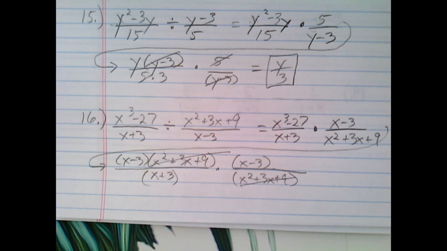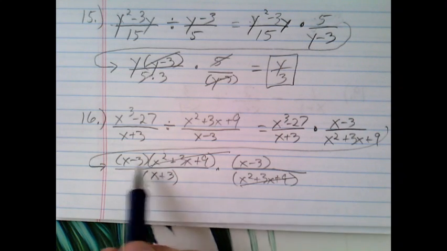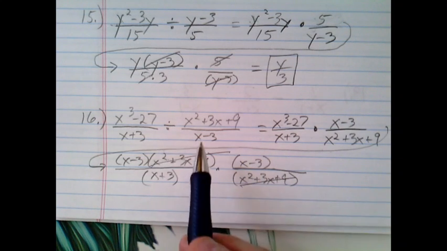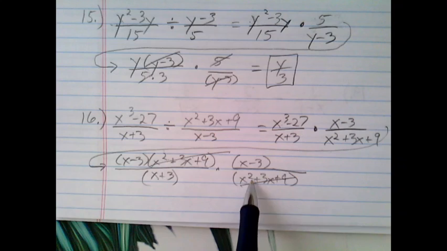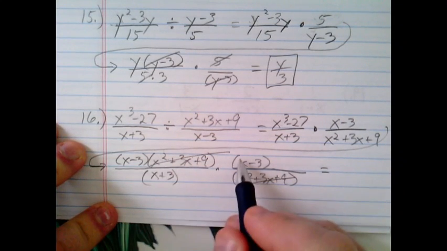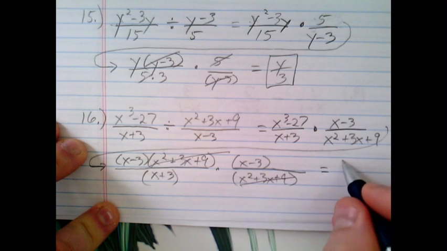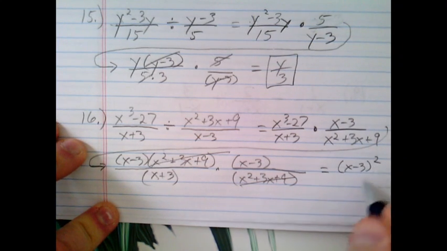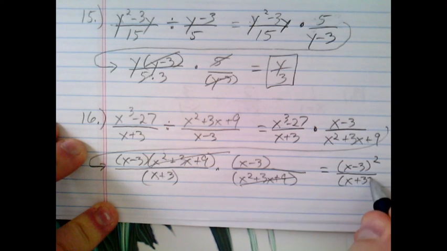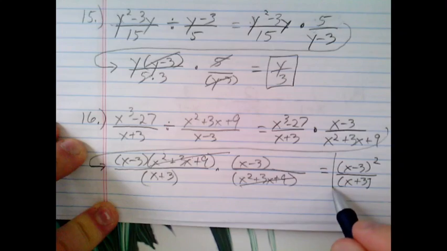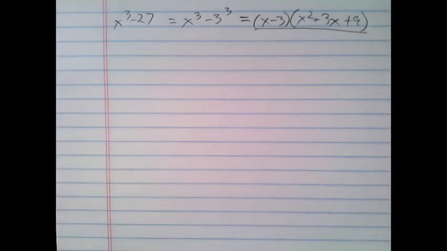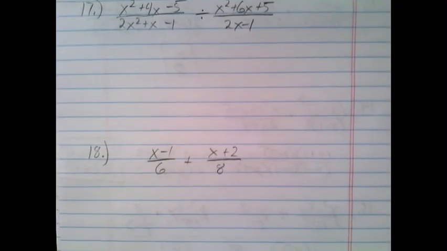Okay. Now nothing else cancels. I can't cancel these x minus 3's because they're both in the numerator. Okay, to cancel factors, one has to be in the numerator, one has to be in the denominator. All that's left for me to do is multiply straight across. X minus 3 times x minus 3 could be written as x minus 3 quantity squared over x plus 3. And then that's it for number 16. So, moving on, let's have a look at number 17.